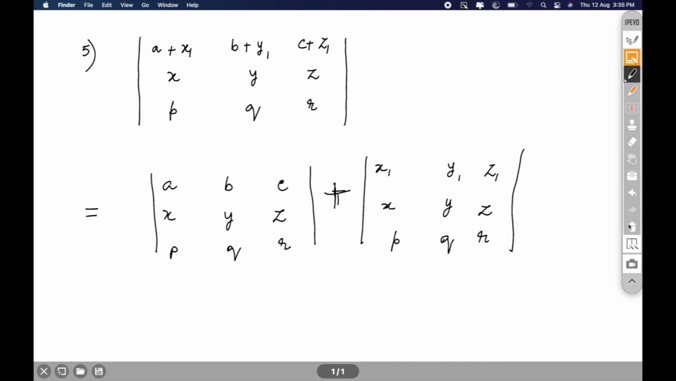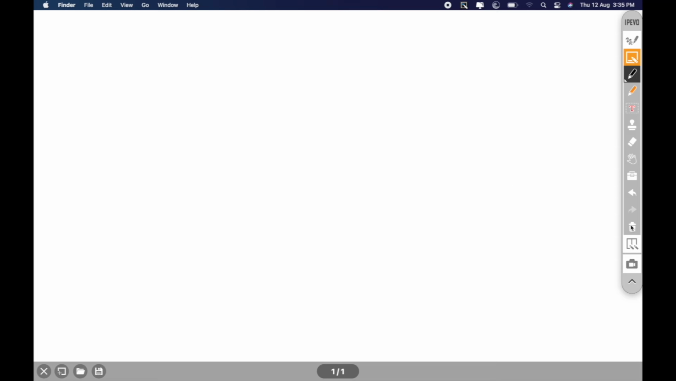Next comes the sixth property. This is the most important of all. You will find several applications of it in the exercise. So the sixth property states that the value of a determinant remains unaltered if to all the elements of any row or column are added the same multiples of the corresponding elements of any other row or column.